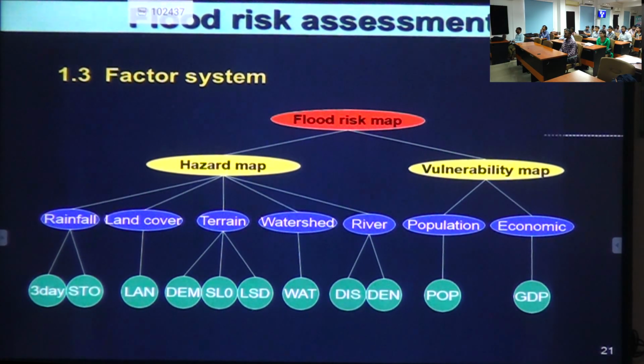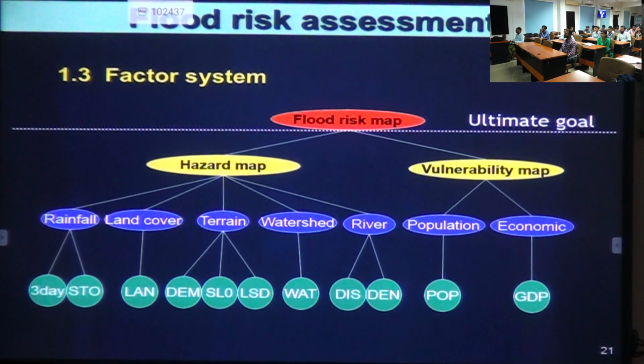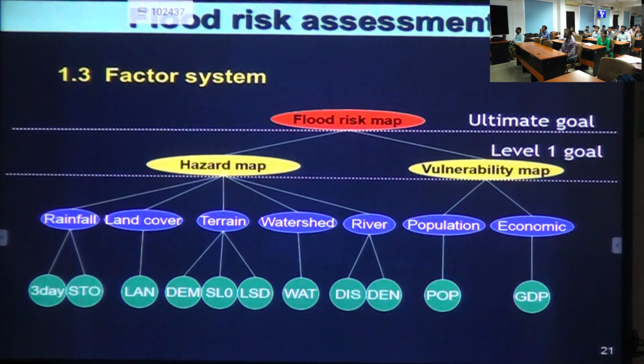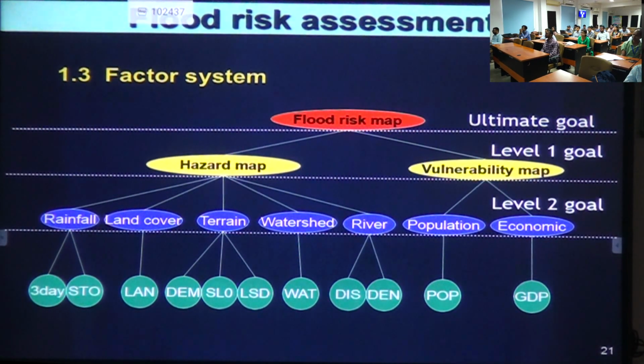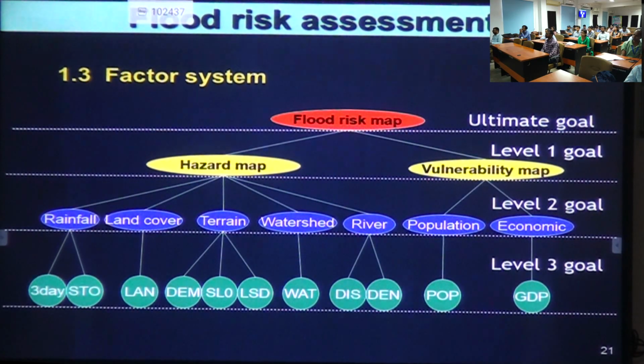Now, pay attention to this. What I explained to you, I put it here. This is the ultimate goal. Level 1, level 2, level 3. But you produce on level 3. You can only understand this once you design your framework. Once this is done, everything can be used.